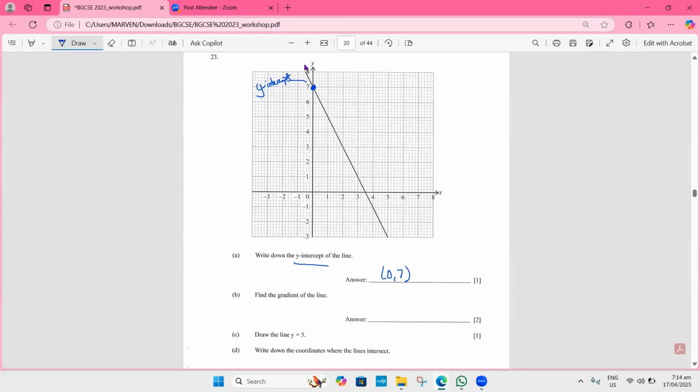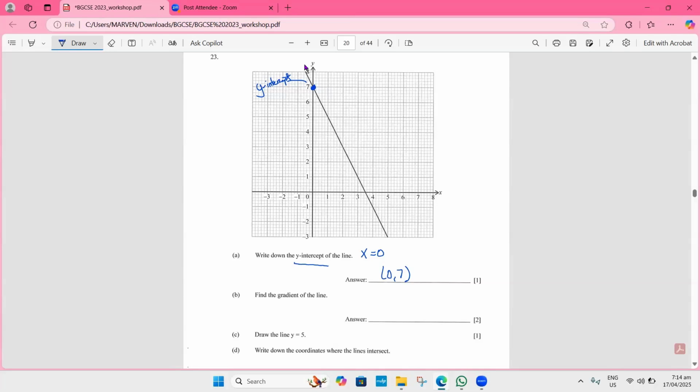Another interpretation of y-intercept is that it is a point where your x is equal to 0. So the x coordinate is at 0, and then you have the y coordinate at 7. That's why the coordinate of your y-intercept is 0, 7.